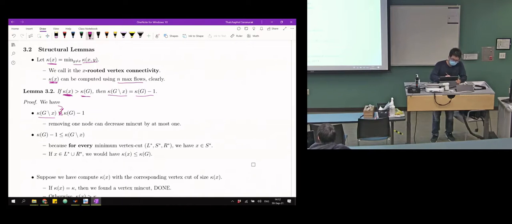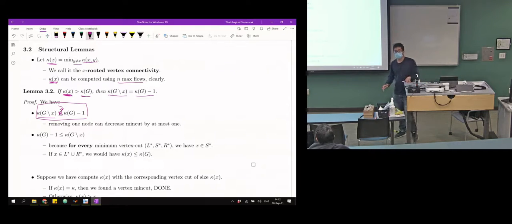You cannot reduce it by more than 1 if you delete one node. So this direction is easy. Can we say that x is in the separator? Yeah, we will have that actually.